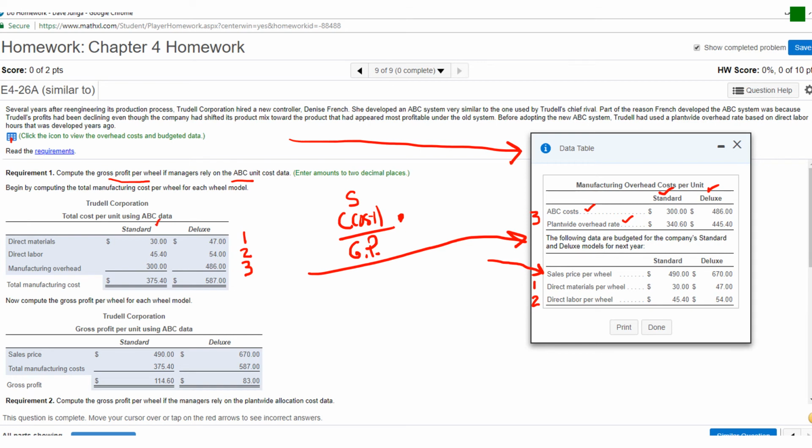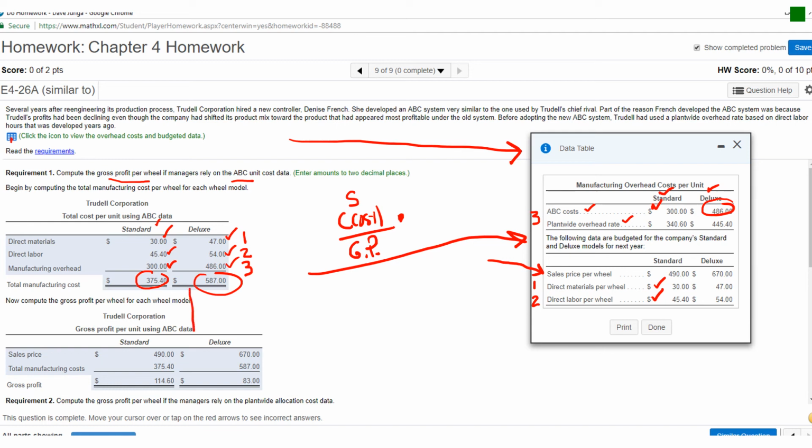So notice for the standard, you've got $30 given to you right here. That's your product cost number 1. $45.40 for labor, that's product cost number 2. And then we're going to use the $300 for ABC, which is given right there. That's your third one. For deluxe, you do the same thing. The 47 is given to you. The 54 is given to you. And then again, the 486 you're using right over here. You add all those up, you get a unit cost for standard to be $375.40, for deluxe to be $587.